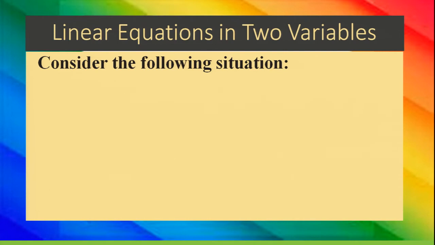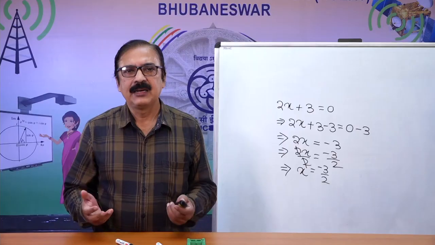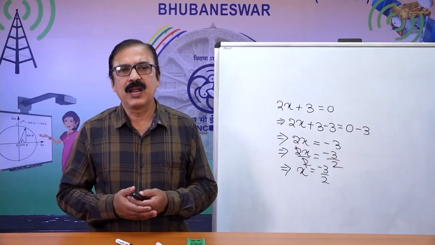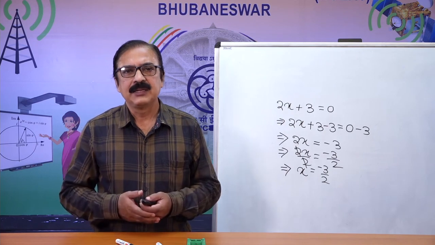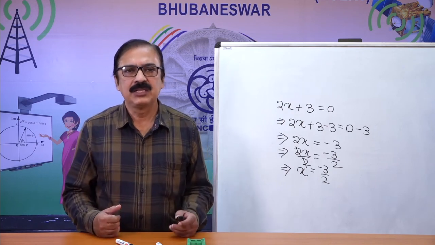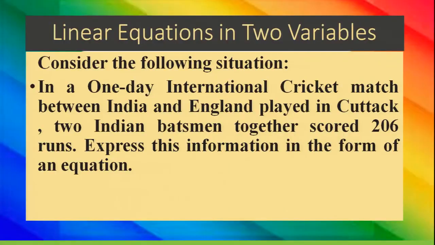So how to find the linear equation in two variables? What is that? Let's consider the situation. The situation is like this. In a one-day international cricket match between India and England played in Cuttack, two Indian batsmen together scored 206 runs. Express this information in the form of an equation.